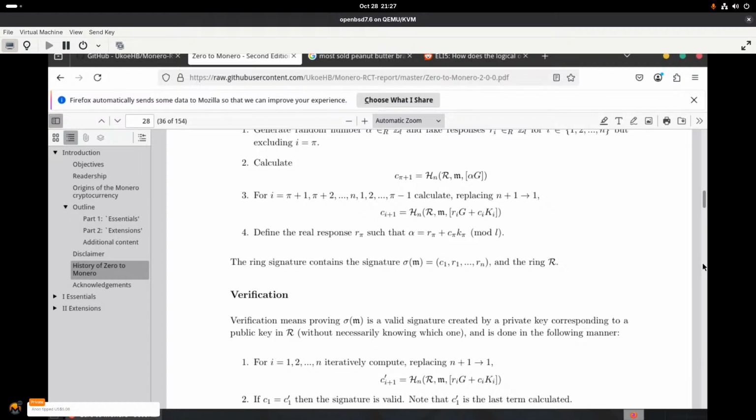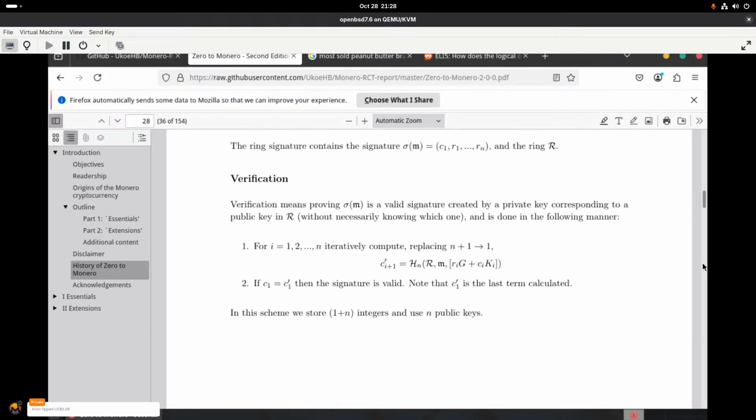I'm bad at it. For i equals pi, I calculate the response, define the okay. The ring signature contains the signature: M, c1, r1, ..., rn, and then the ring R. Verification means proving M is a valid signature created by a private key corresponding to a public key in R without necessarily knowing which one, and is done in the following manner.